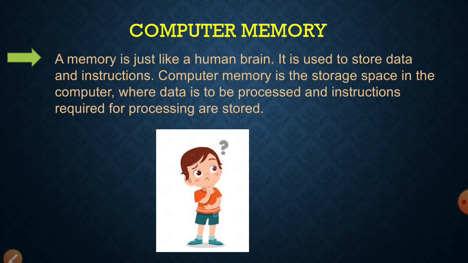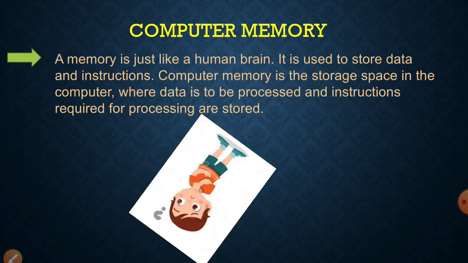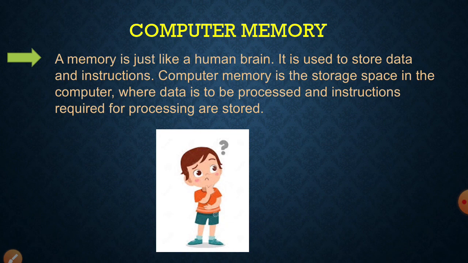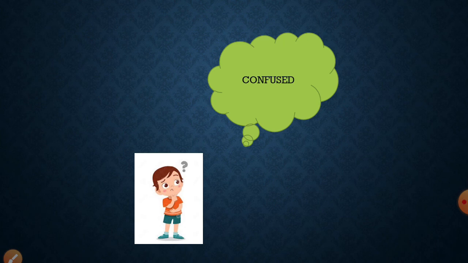You know what the instructions are? When the computer does some processing, that means it is executing some instructions. Okay, so computer memory is basically the storage space in the computer where data to be processed and instructions required for processing are stored. Okay, but still we have a doubt, a little bit confused.